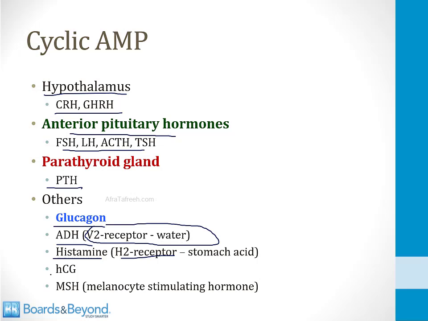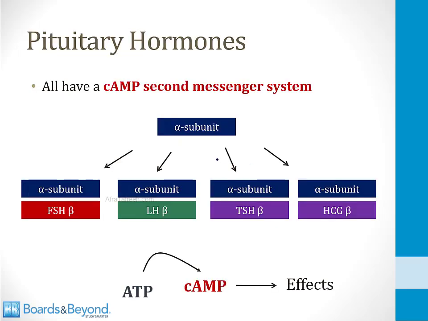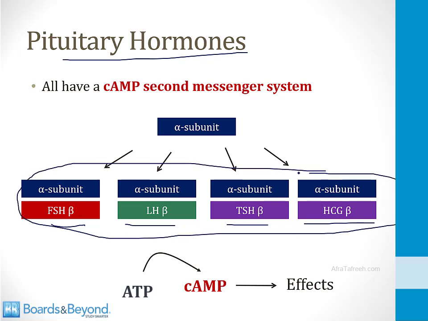And then finally, HCG and MSH, which is melanocyte stimulating hormone. Cells also respond to these two hormones through cyclic AMP second messenger systems. In the video on the pituitary gland, I talk about how many pituitary hormones have the same alpha subunit. FSH, LH, TSH, and also HCG all have the same alpha subunit. And if you know this, then it's easy to remember that all of these use cyclic AMP as a second messenger system to generate their effects.